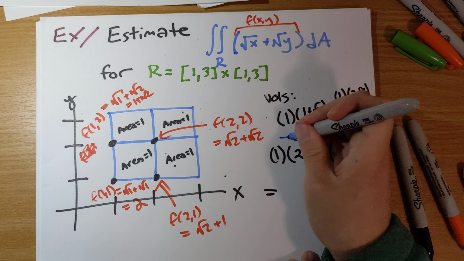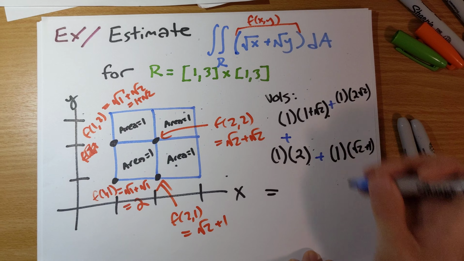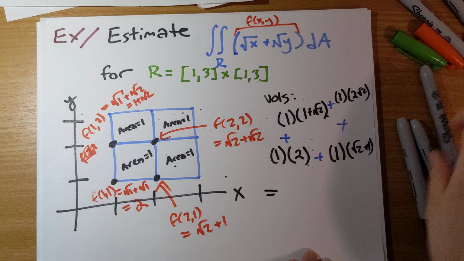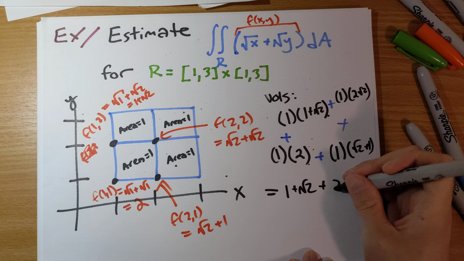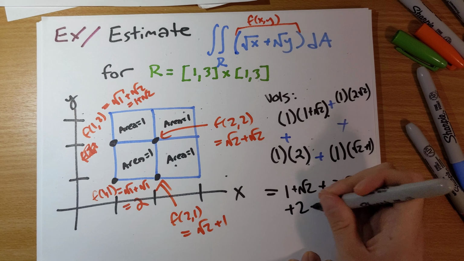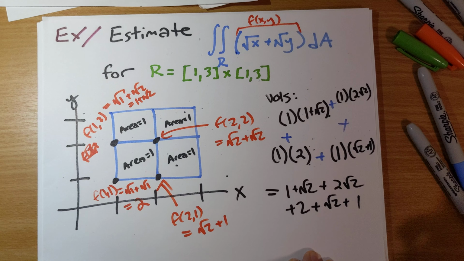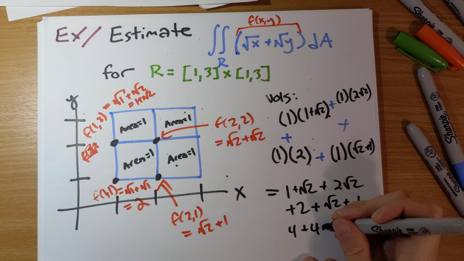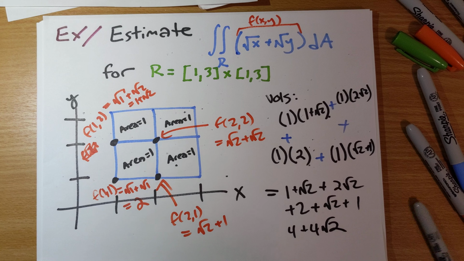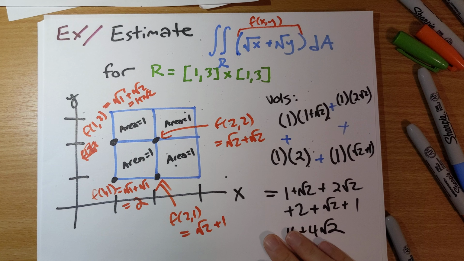So what do we do? Add up all of those volumes, and we get 1 plus square root 2, plus 2 square root 2, plus 2, plus square root 2 plus 1. And so our estimate here is 1, 2, 3, 4: 4 plus 4 square root 2. Plop that into the calculator to get a decimal approximation.